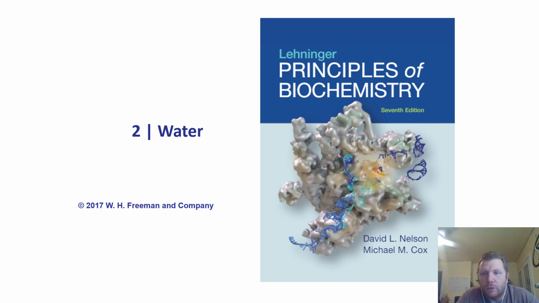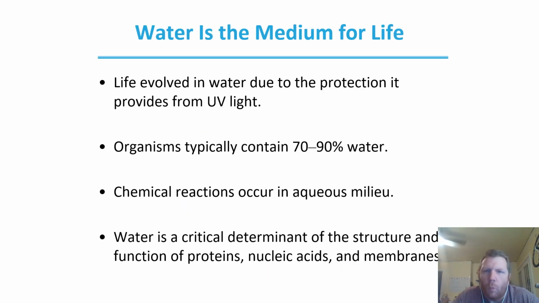Okay, so chapter number 2 is water. Now water is the medium for life. Life evolved in water due to the protection it provides from UV light. Organisms typically contain 70 to 90% water. Chemical reactions are going to take place in that viscous solution in an aqueous environment, and water is going to provide that. Water is a critical determinant of the structure and function of proteins, nucleic acids, and membranes.